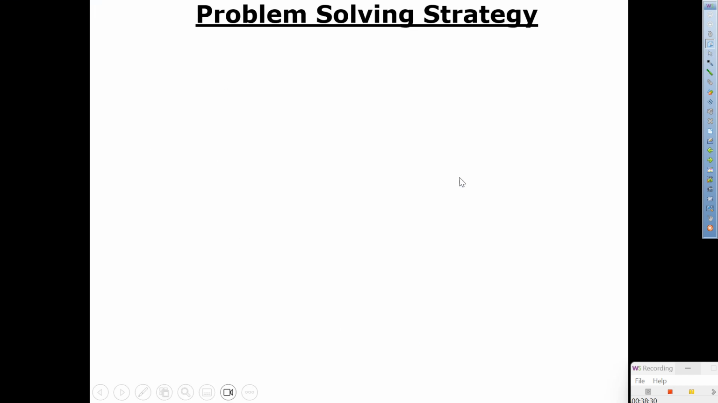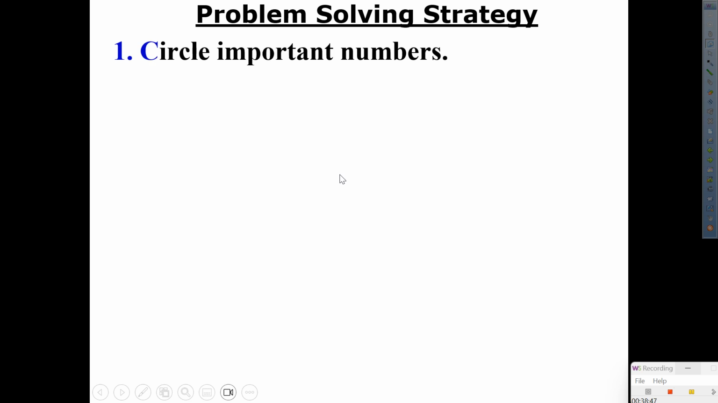And that takes us to problem-solving strategy. So we're not going to be able to get to the word problem completely, but I do want you to copy this problem-solving strategy. And it goes like this. And by the way, it's been around in the classroom, but I don't know if you guys read the posters. But number 1, circle important numbers. Number 2, underline the question.